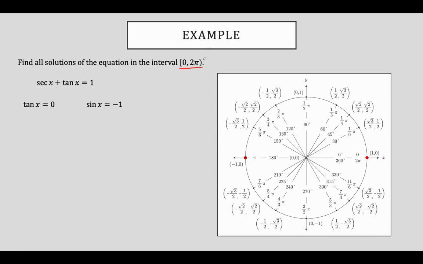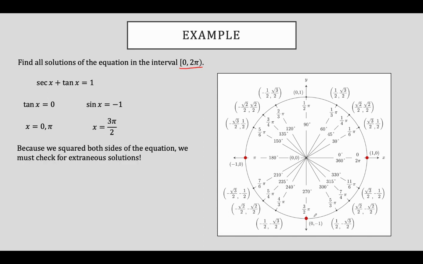All right, what angle has a sine value of -1? Well, that would be 3 pi over 2. So we have these three angles. x is equal to 0, pi, and x is equal to 3 pi over 2. We're not done yet. Because we squared both sides of the equation, we must check for extraneous solutions. Those are solutions to the equation that we ended with that are not solutions to our original equation.